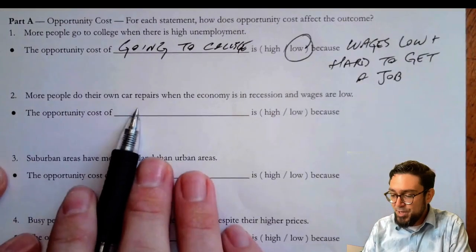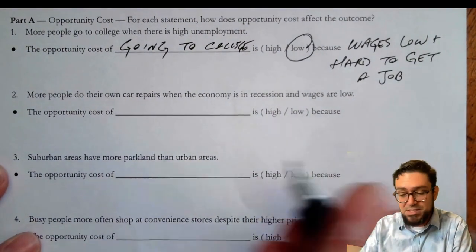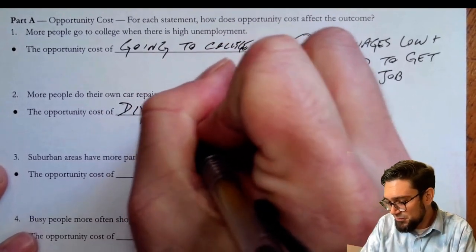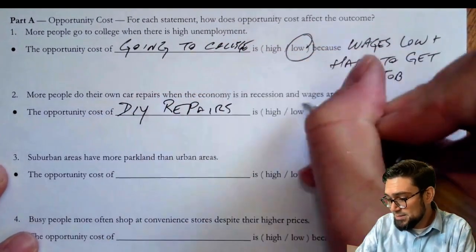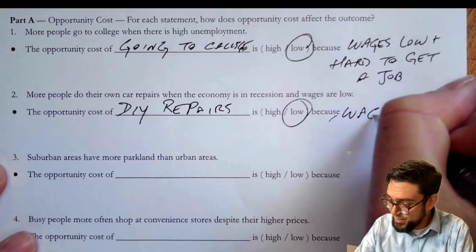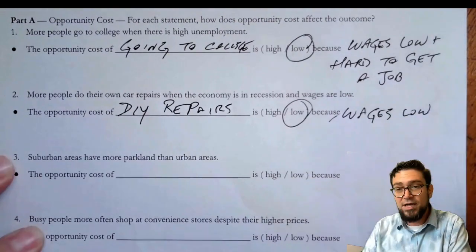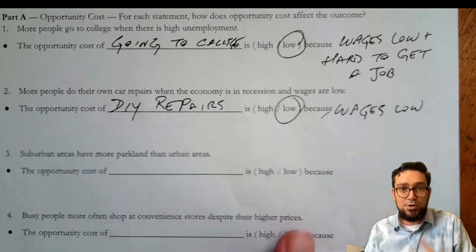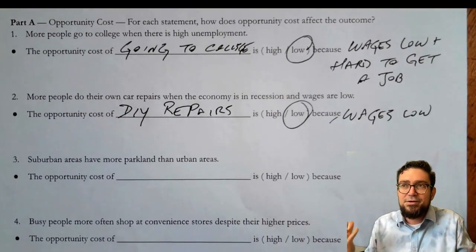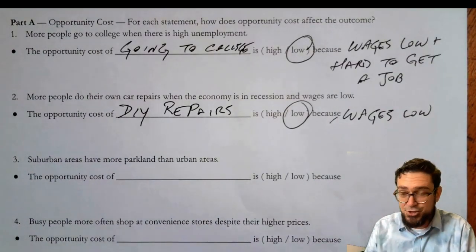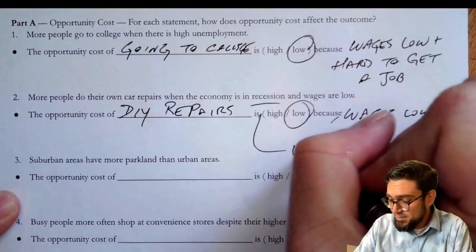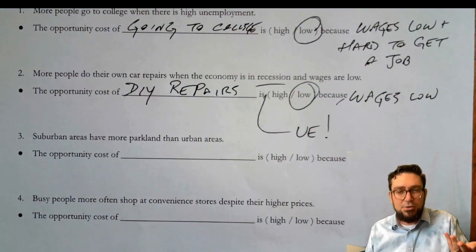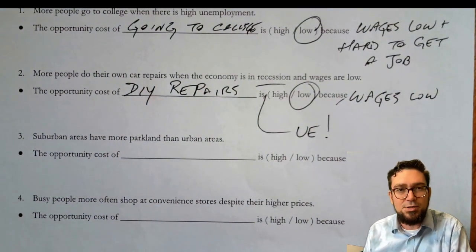More people do their own repairs when the economy's in recession, the wages are low. It's a similar concept. The opportunity cost of DIY, do-it-yourself repairs is low because, well, we just said wages are low. And so the idea here is that when you do your own repairs, you're giving up the opportunity to go earn a paycheck somewhere. Well, if you're not earning a paycheck because you're in a recession, right, that unemployment, that's going to mean that you don't have much of a cost to doing your own repairs, right? You're not giving up the opportunity to earn money.